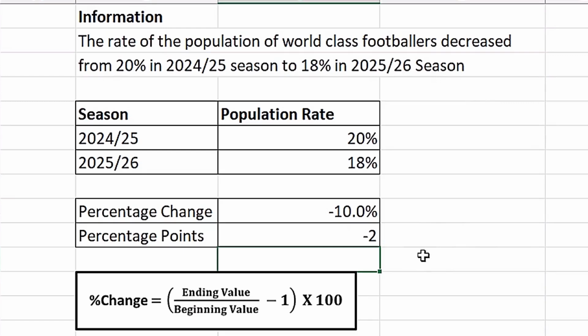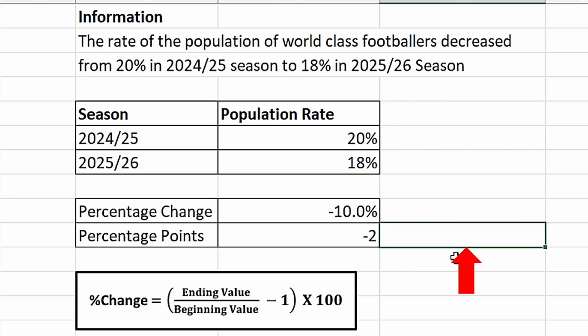Now let me show you a way you can actually prevent Excel from applying the percentage number format here, so that you avoid that step of removing the percentage number format. I'm going to click on this cell and do equals, the current rate, which is the rate in the current season, this one here, minus the previous rate, which is this one here.